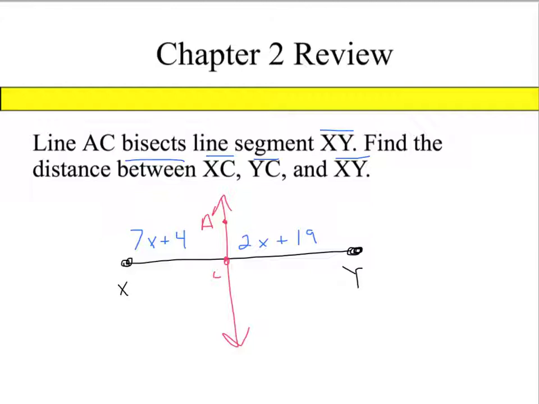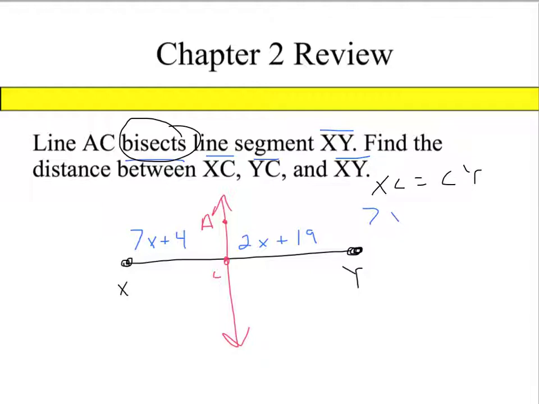All right, so again, the line AC bisects this. That word bisects is very, very important, and that gives you the entire setup for this problem. It tells you the equation. What does bisecting mean? It means cutting it in half. So if we look at XY, it's cut in half at point C. I have two expressions, XC and CY. XC is going to be equal to CY because of that bisecting line.